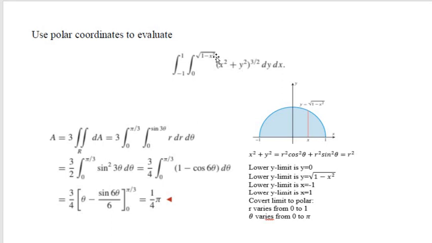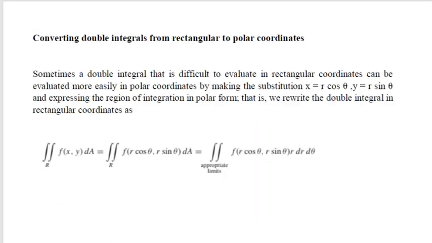So by substituting x equal to r cos theta and y equal to r sin theta, we can convert Cartesian coordinates to polar coordinates. So write the limits in terms of r and theta.